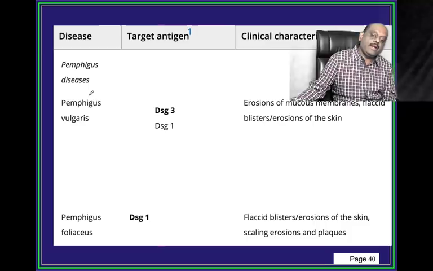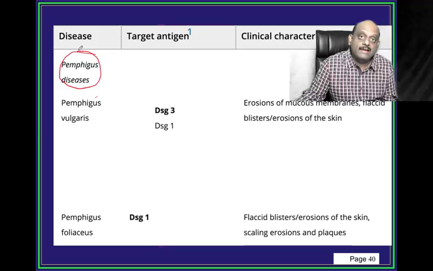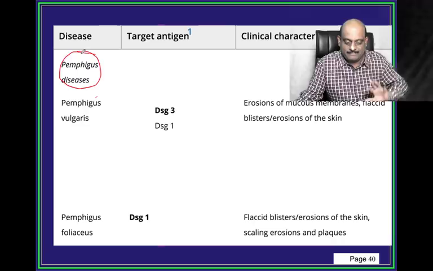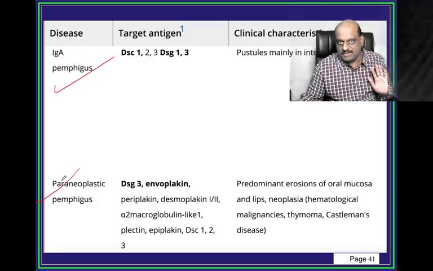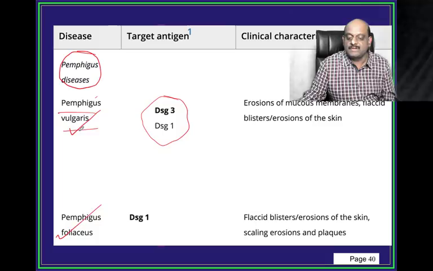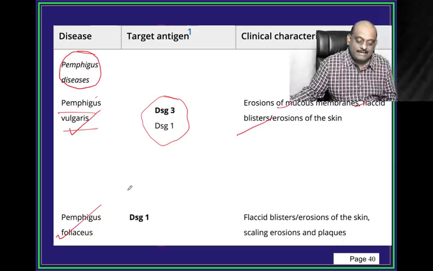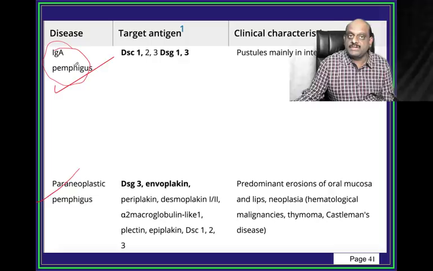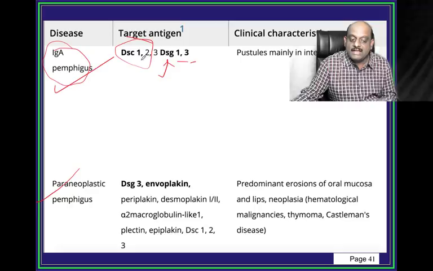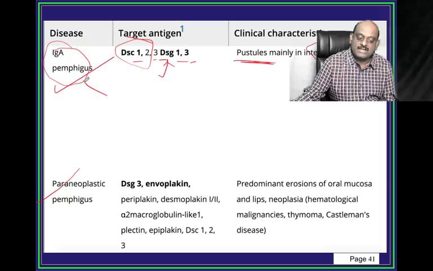So now let us quickly talk about pemphigus diseases and bullous pemphigoid category of diseases. That's how you broadly divide. Pemphigus diseases include pemphigus vulgaris, pemphigus foliaceus, IgA pemphigus, paraneoplastic pemphigus. Now, desmoglein 3 and 1, pemphigus vulgaris: erosion in the mucous membrane, flaccid blisters, not bullous, not tense. Then pemphigus foliaceus, desmoglein 1: flaccid blisters, scaling erosions and crusts. IgA pemphigus, typically desmoglein 1, 3 and DSC 1, 2, 3, and pustules in intertriginous areas.